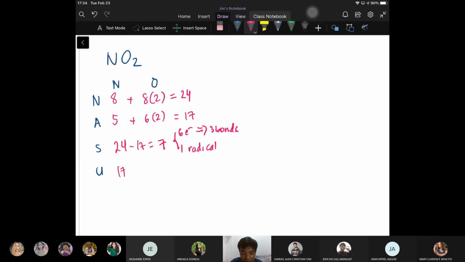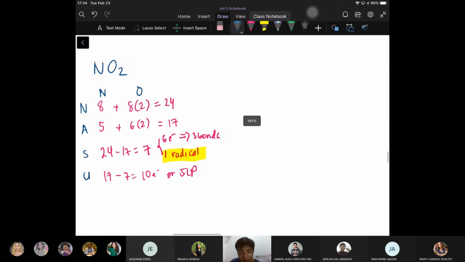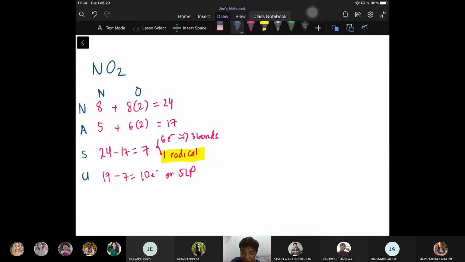So, unshared is A minus S. So, that's 17 minus 7. That's 10 electrons or 5 lone pairs. Take note lang may radical na tayo this time. Let's draw NO2. Again, nitrogen will be the central atom. Oxygen will be the terminal atoms. Lagay mo na yung tatlong bonds. So ganito na lang. 1, 2, 3.